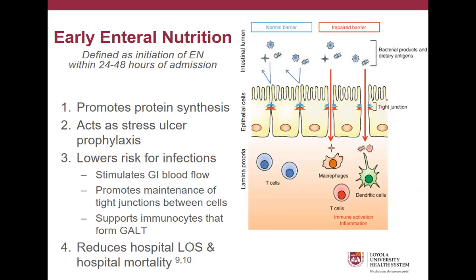It lowers risk of infections, primarily by stimulating GI blood flow, but also by keeping those junctions tight in those epithelial tissues. So that helps to at least decrease or prevent translocation of bacteria from the gut into the bloodstream. So that can really help with infection risk. And then it supports immunocytes that form the gut-associated lymphoid tissue. Okay, and then overall, we see it reduces hospital length of stay and mortality.